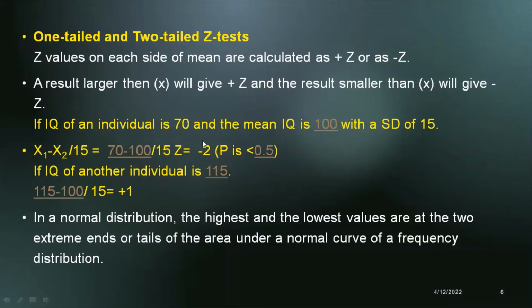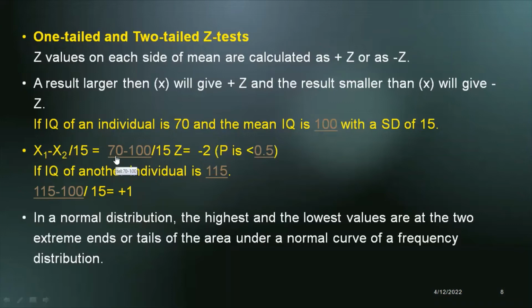Now let us take an example of how to calculate the Z test. If the IQ of an individual is 70 and the mean IQ is 100, so this is the sample value and this is the population mean, and the standard deviation of the population is 15. So how do we calculate the Z? First we need to calculate the difference, that is sample mean minus the population mean, divided by the 15, that is the standard deviation. So it will be 70 minus 100 divided by 15. So that value will be minus 2.